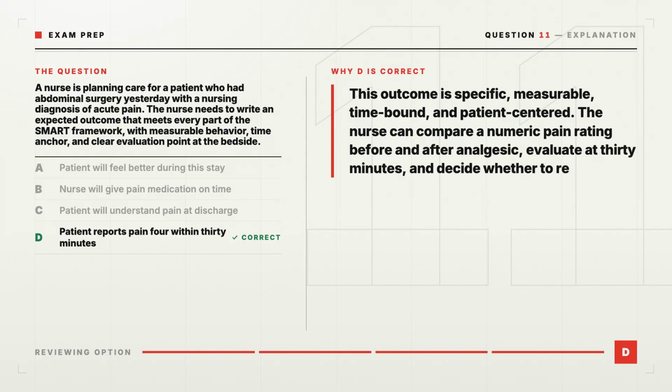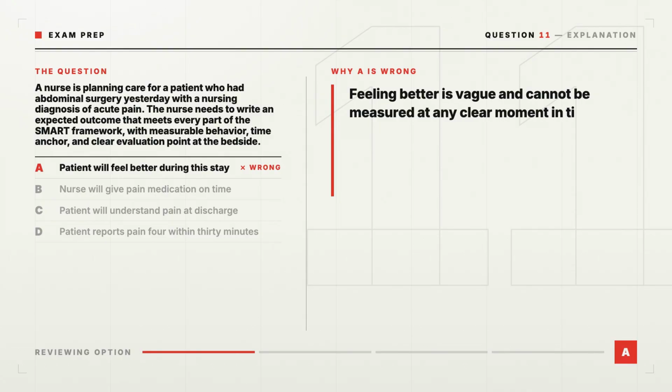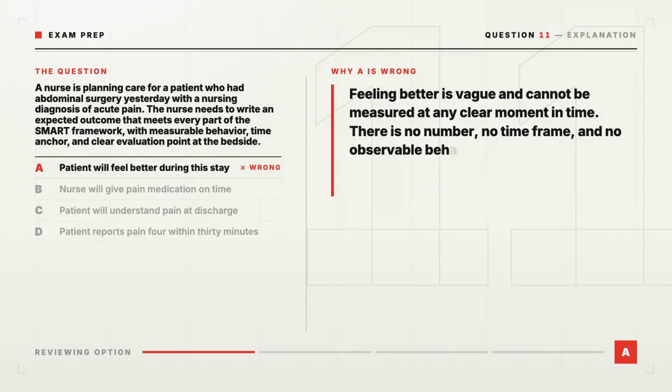A is wrong because feeling better is vague and cannot be measured at any clear moment in time. There is no number, no time frame, and no observable behavior, so the outcome cannot be evaluated objectively at any point.